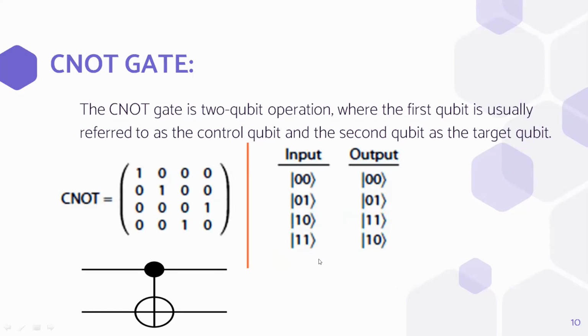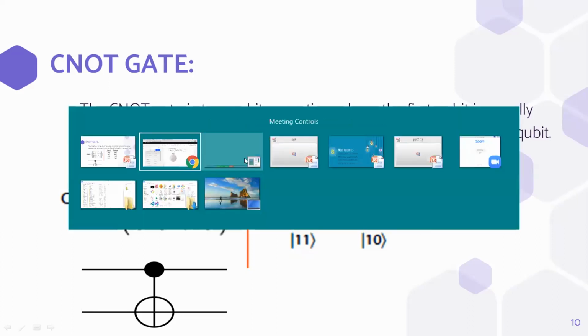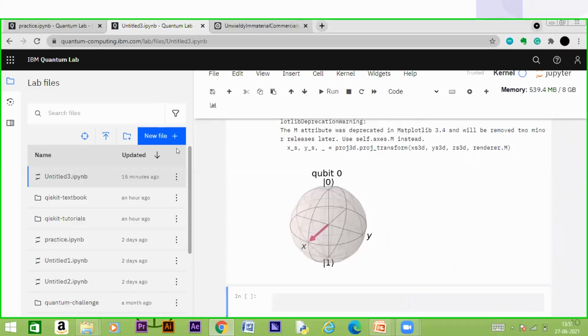And in the next example also, the control qubit is |1>, so it basically applies a Pauli X gate on the target qubit, and hence our output is |10>. So let's see our implementation here.